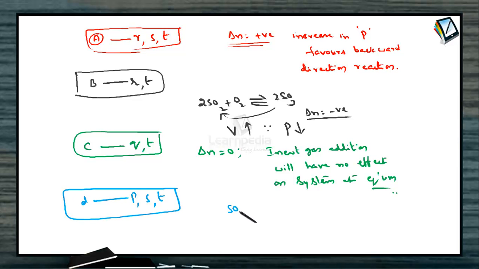Here from SO2Cl2 gas giving SO2 gas plus Cl2 gas, delta N is positive 1, and here chlorine is removed from the system at equilibrium. So when one of the substances from the system at equilibrium is removed, the equilibrium will move in that direction so as to compensate the loss. So the forward direction reaction is favored.